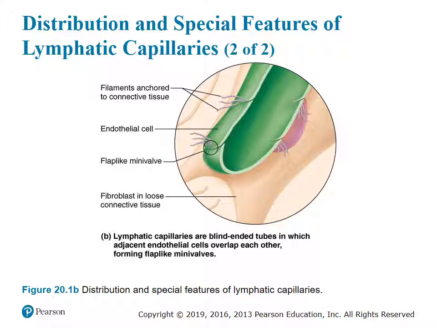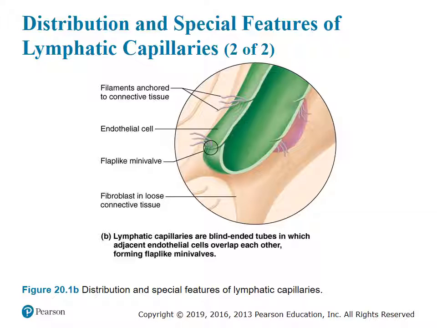Here are the mini valves, by the way, right? The little circle represents the mini valve. You see the two endothelial cells, kind of one's overlapping the other one, right? And that little space in between opens up and allows the fluid to go through into the lymphatic capillary. The little squiggly lines, those are the collagen filaments that are attached to the matrix.